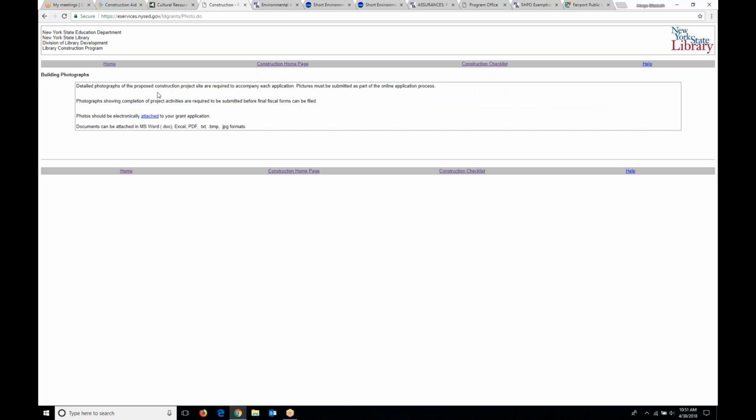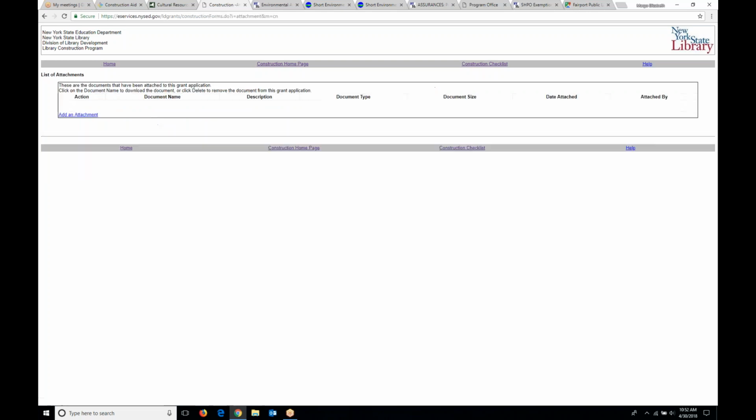So you'll notice that when there's no form, it will just say photos should be electronically attached. This is just like on the certificate or proof of funds. It will just say should be electronically attached to your grant application. This time I'm going to follow this link. And when it eventually opens, here it is, you'll see an empty list. In order to upload your document or photos, you do have to select Add an Attachment.